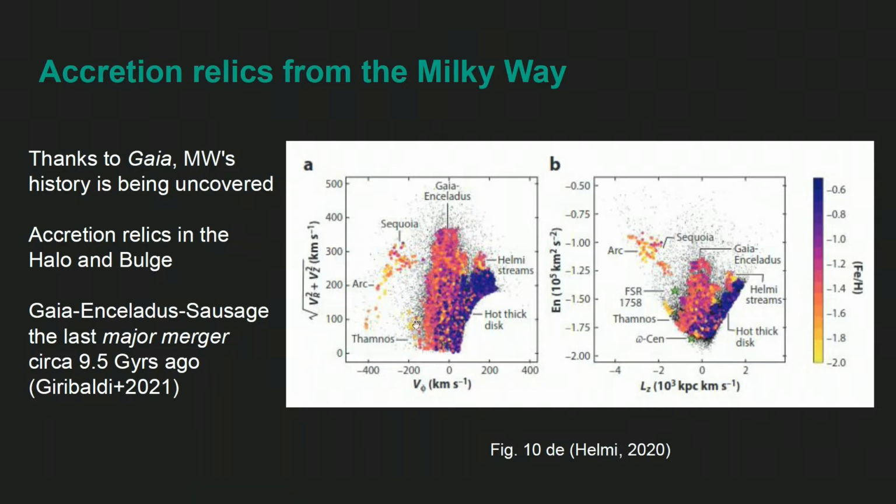This is the Toomre diagram. Here you have the velocity in the disk of the galaxy. If it's positive, it's a prograde orbit. If it's negative, it's a retrograde orbit. And you can see that there is a feature here that people say looks like a sausage, the Gaia Sausage. And this feature is composed mostly of accreted stars.